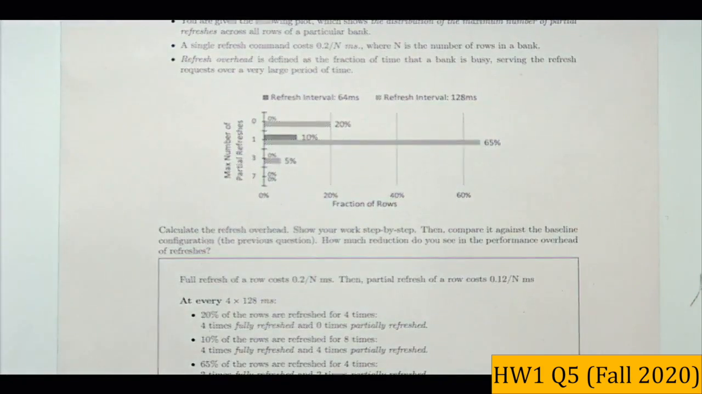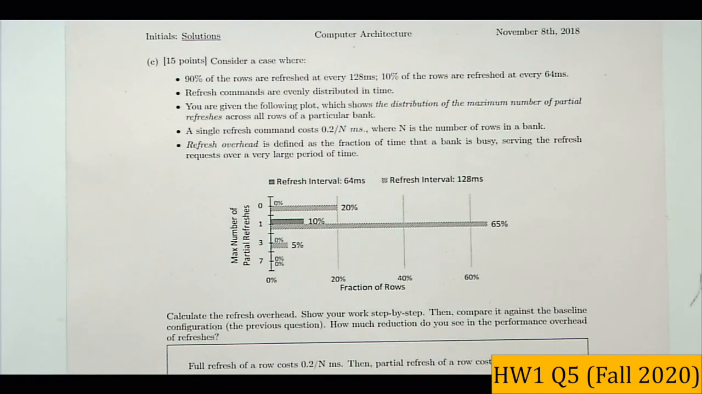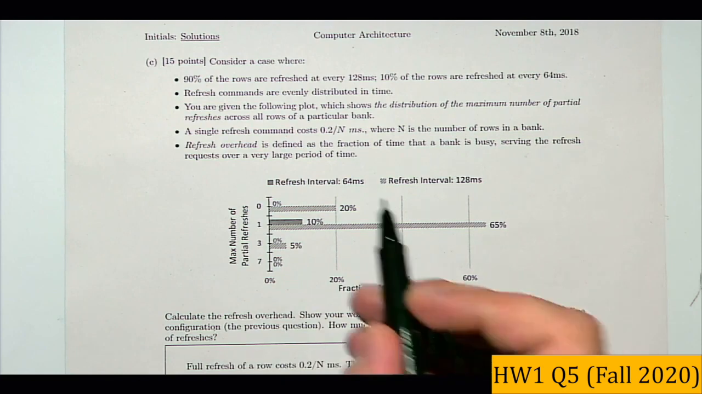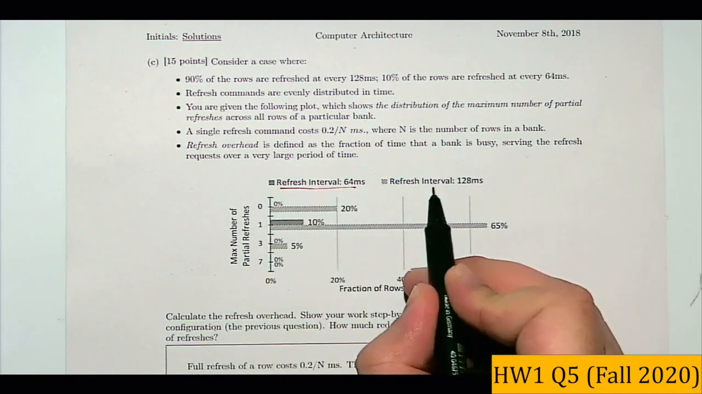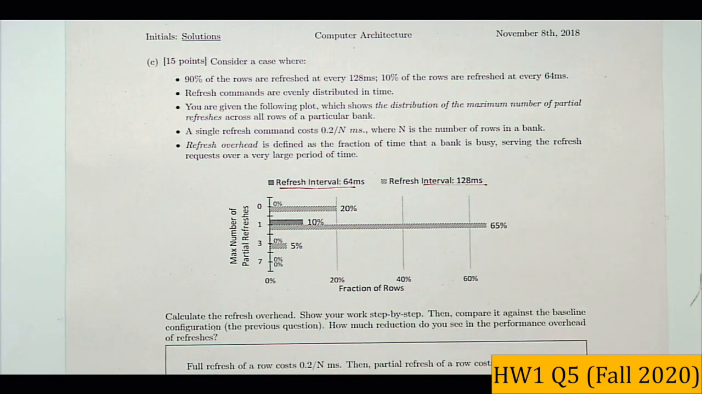And the last part of the question is here. Here we are merging these: on top of the baseline, we want to add partial refreshes. And for the partial refresh, we have another plot here. Here we have 2 refresh intervals, one for 64 milliseconds, the other one for 128 milliseconds.